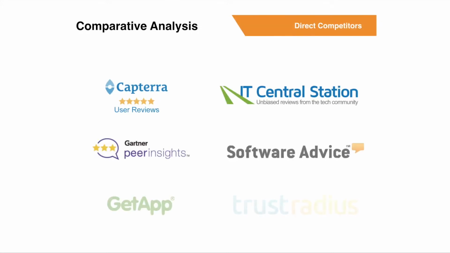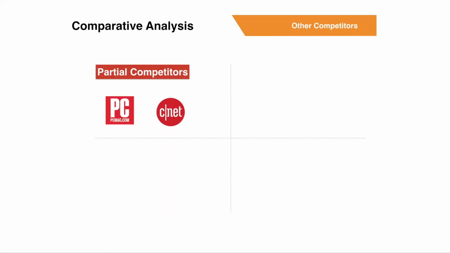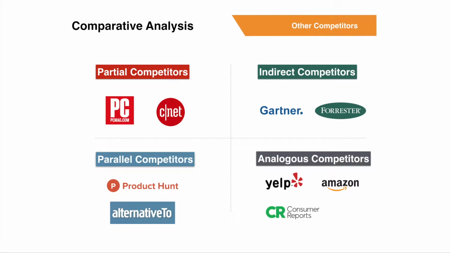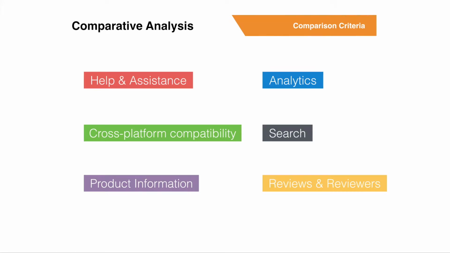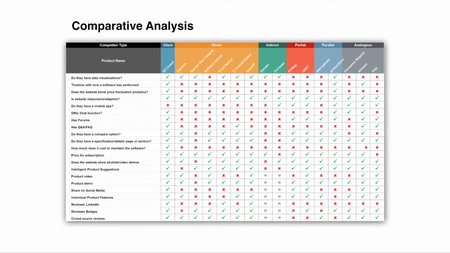To get a sense of how G2 Crowd stacks up against its competitors, we performed a comparative analysis, taking into account G2 Crowd's 6 direct competitors. We also considered partial, indirect, parallel, and analogous competitors. To perform the analysis, we came up with 6 units for comparison, including help and assistance, analytics, cross-platform compatibility, search, product information, and reviews and reviewers. We then evaluated each competitor using criteria within these 6 categories.